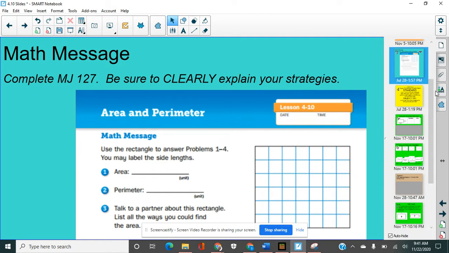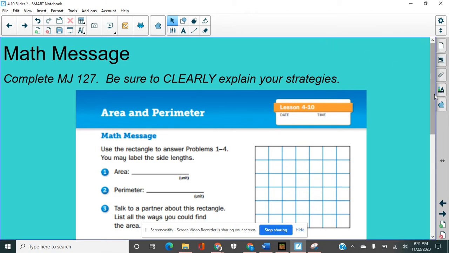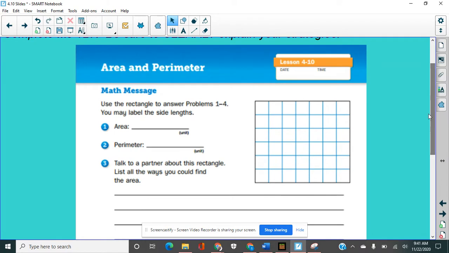Now, usually I'd have you open up to this page, but I don't want you actually today to do so. Just take a look here. We have a rectangle over here, and we can figure out the area and the perimeter. Well, the area is the inside, and we can think about this like an array. So let's talk about what's one way that we could figure out the area, right? The inside of this shape. What's one thing we could do?